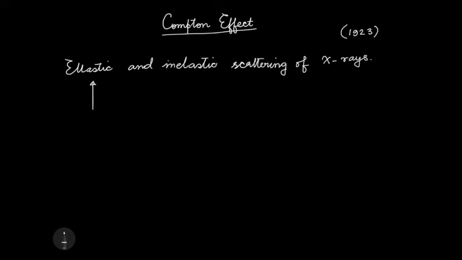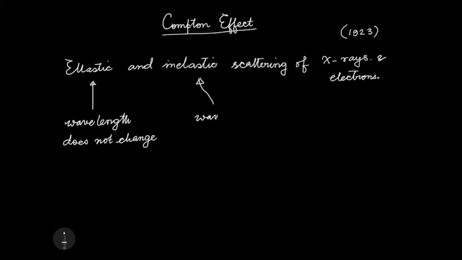Elastic scattering means the wavelength of the radiation doesn't change. Scattering is like something colliding with something. So the X-ray will be colliding with electrons. So this is scattering of X-rays and electrons. For the elastic part, the wavelength of the X-ray will not change after the collision. For the inelastic part, the wavelength will change.